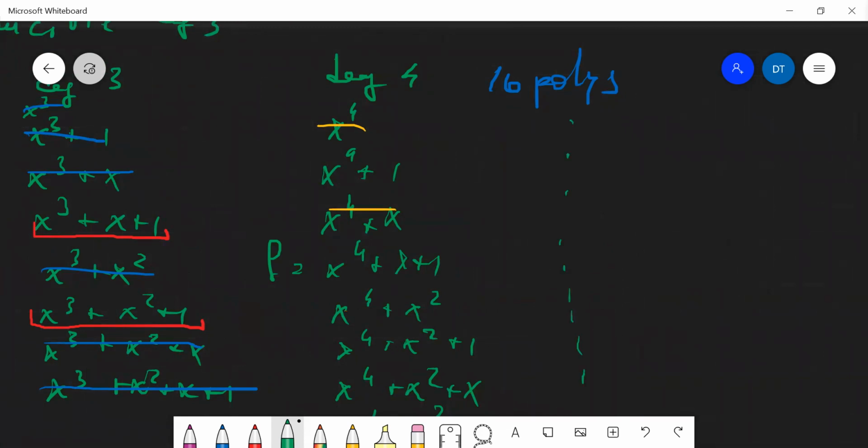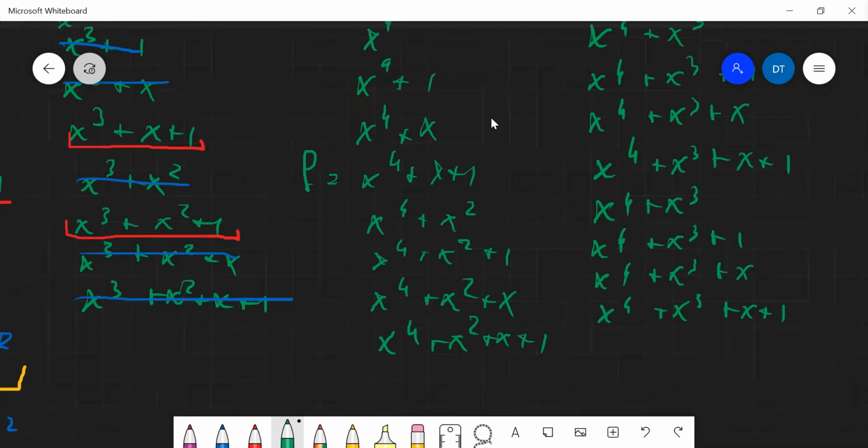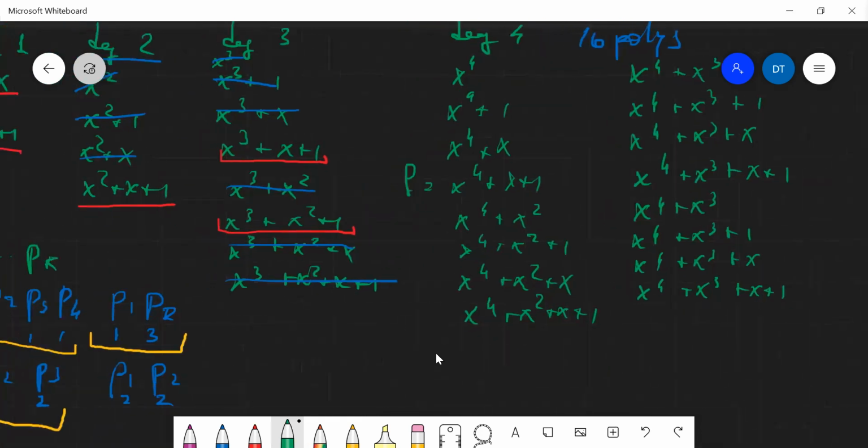I did this before. I just want to leave all the polynomials without these lines. So x to the 4, x to the 4, x to the 4, x to the 4, x to the 4, x to the 4, x to the 4. Then I need to add x cubed. I just want to list all the polynomials here. And then plus 1 plus x plus x plus 1 plus 1 plus x plus x plus 1. So these are all polynomials of degree 4, 16 of them.